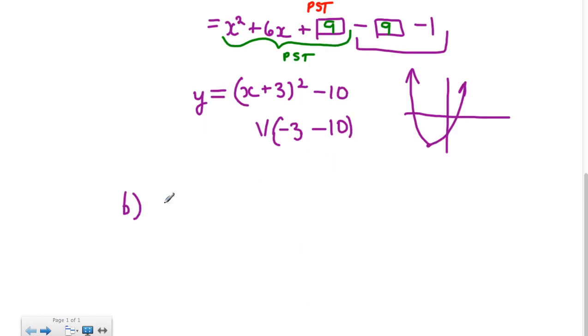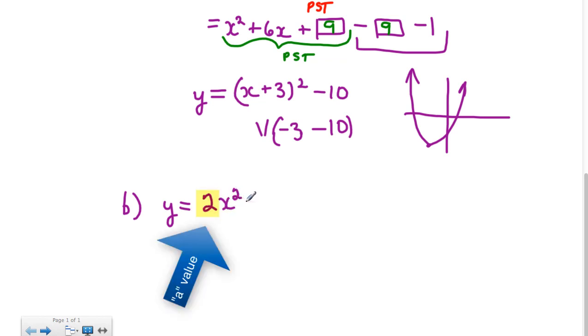In this next example, we're going to have something a little bit different. We're going to have an a value tacked on to our equation. So let's say I have something like 2x squared, as opposed to up here where I didn't have an a value. I just had x squared. So let's say we have 2x squared minus 16x, and let's go plus 11.